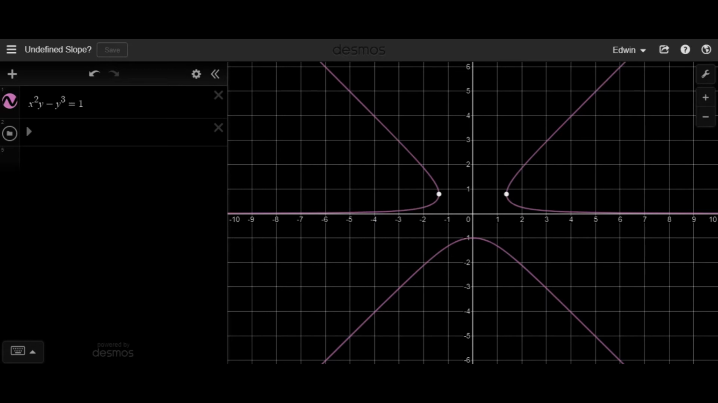So the question is, how do we determine the exact coordinates of those 2 points where the tangent slope is undefined? Okay, so we're going to differentiate this relation. Of course, we're going to use implicit differentiation. And before we do that, just as a reminder, that y, if we got it by itself, would be in terms of x, so we have to treat it as a function of x, using that term a little loosely.